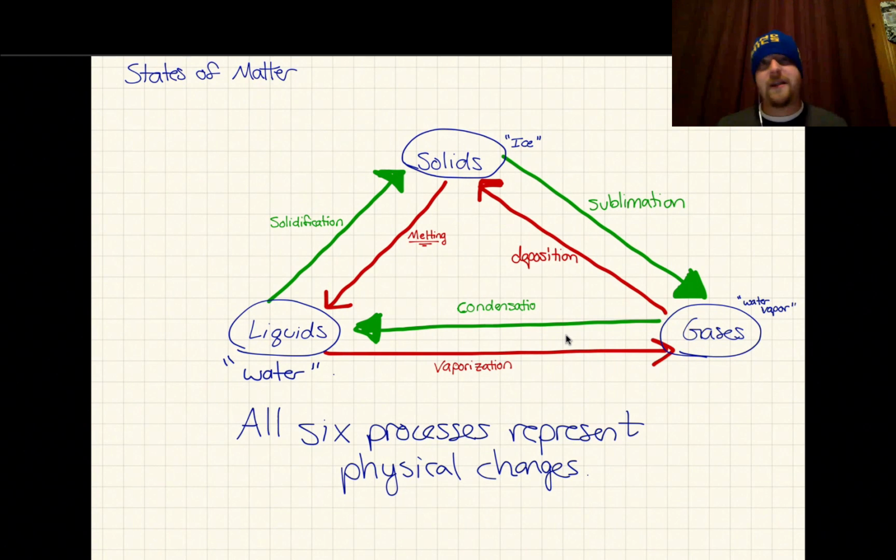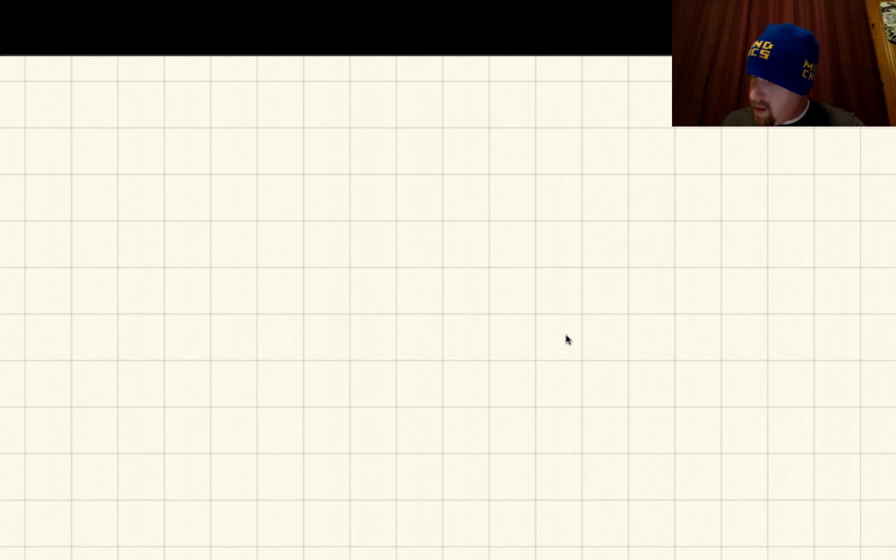All right, so we have solids, liquids, and gases. Now, one of the things that I told you I wanted to really look at was this idea of a molecule atom view of solids, liquids, and gases. So let's do it. Let's look at the three. All right, so let's start with solids.